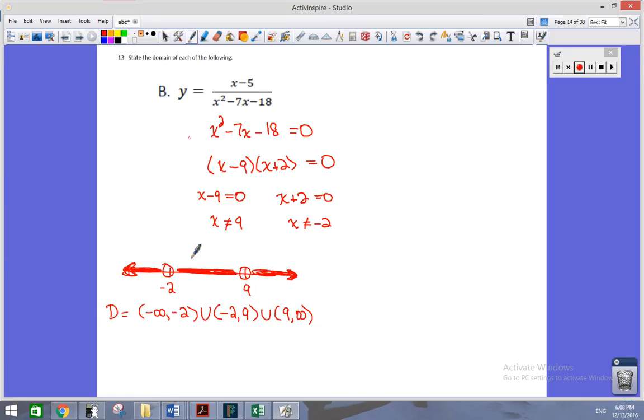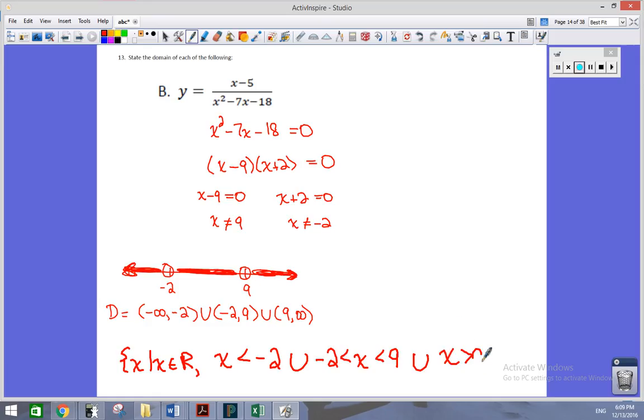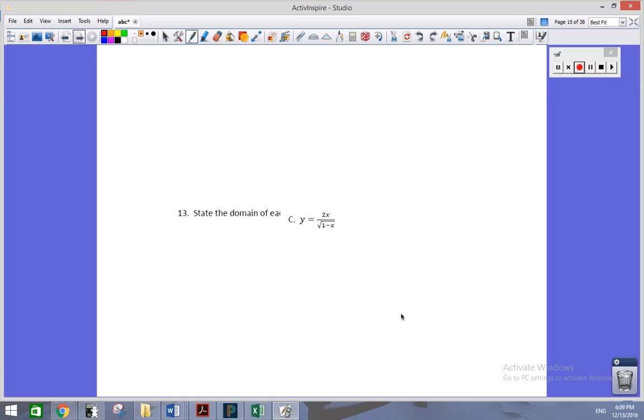Set builder notation, it's the set of all x such that x is an element of the set of real numbers. The left interval can be described as values of x that are strictly less than negative 2, in union with, well, the middle part can be described as values of x that are between negative 2 and positive 9, and the right part, values of x that are bigger than 9. All right, so I hope that helps. Let's do part C.